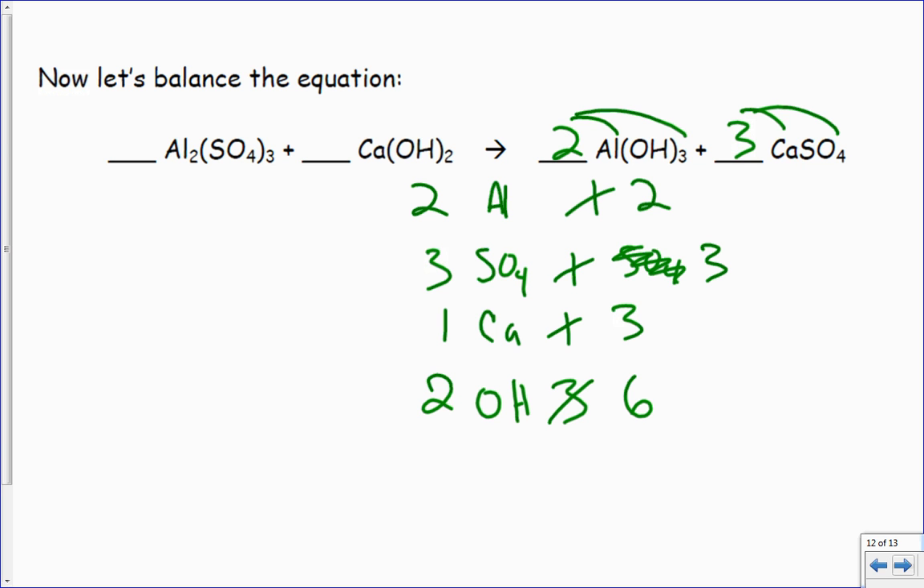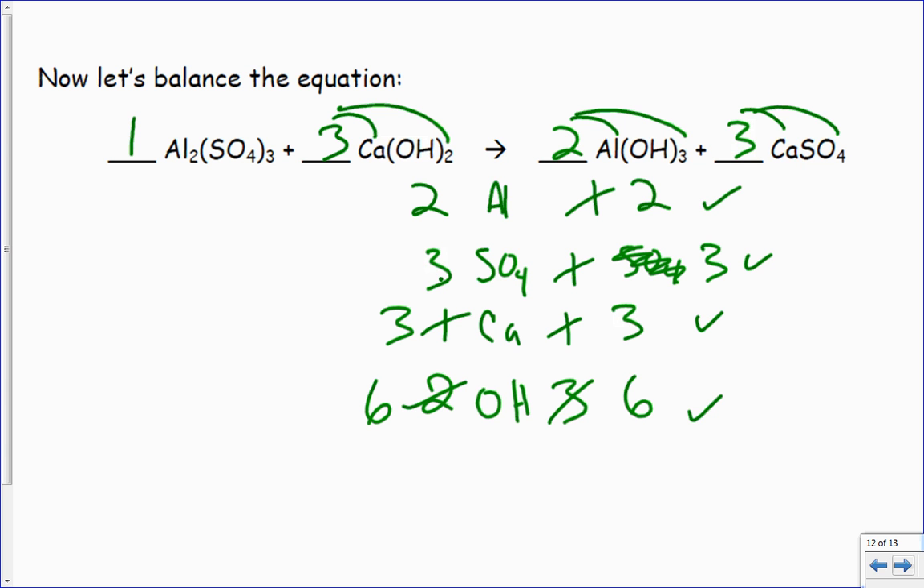Now I need to do either the calcium or the hydroxide. Let me just do the calcium and see how it works. 1 times what is 3? That'll be 3. Reevaluate, that's 3 calciums. 3 times 2 is 6 hydroxides. 2 to 2, 3 to 3, 3 to 3, 6 to 6, check, check, check, check. I am balanced. Don't forget to put our 1 in there, and we are done. That's how we do it.